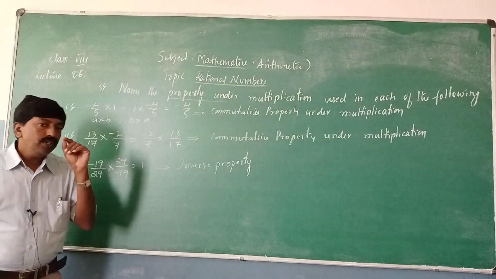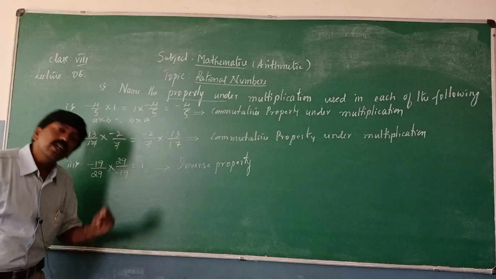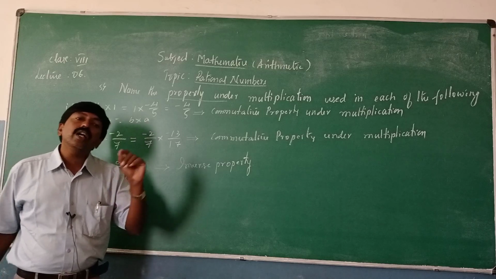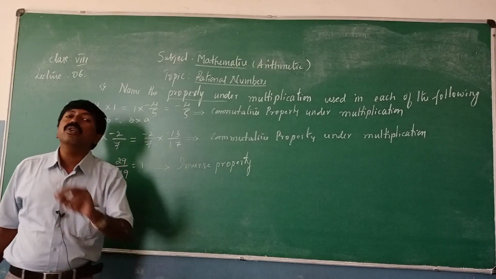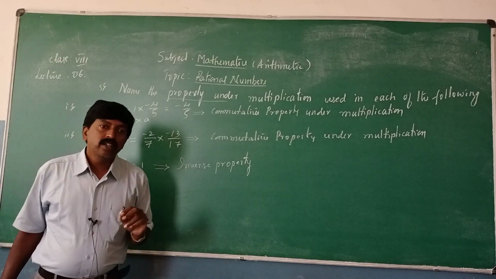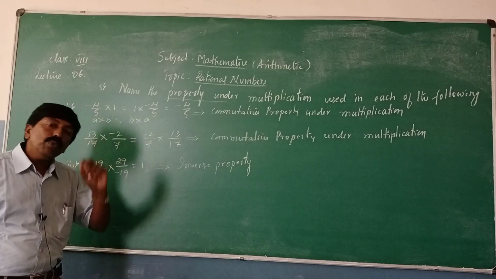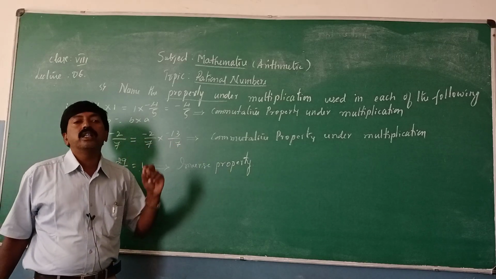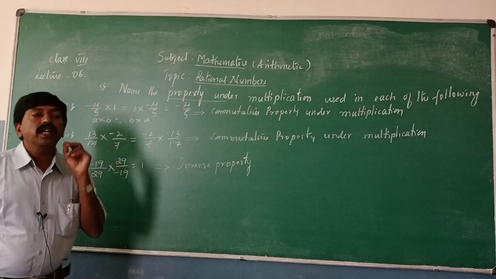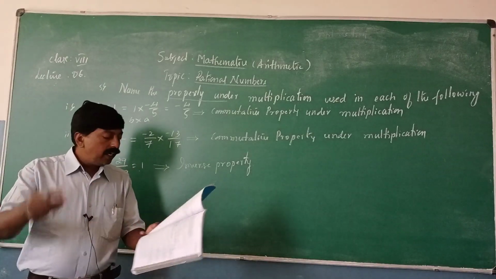You can recall 0 is the additive identity element, and 1 is the multiplicative identity element. Because when 0 is added to any number, the value does not change; you will get the same number. When 1 is multiplied to any number, you will get the same number. That's why 0 is called the additive identity element, and 1 is called the multiplicative identity element.